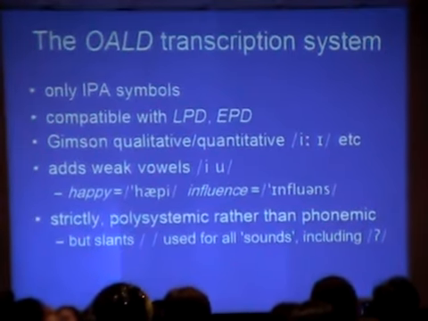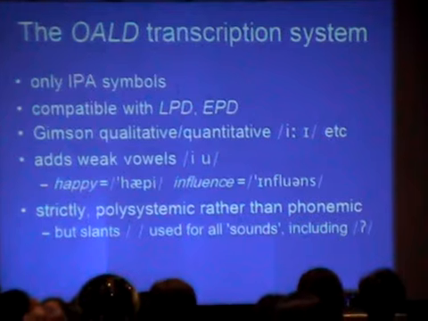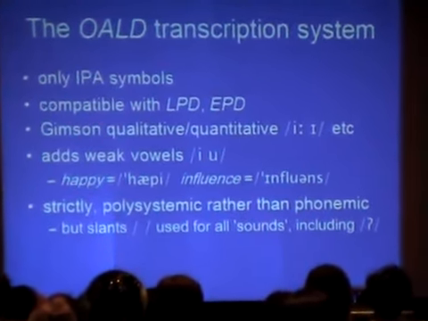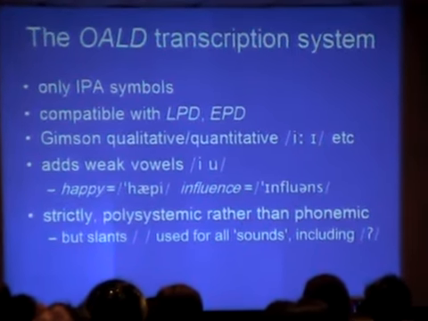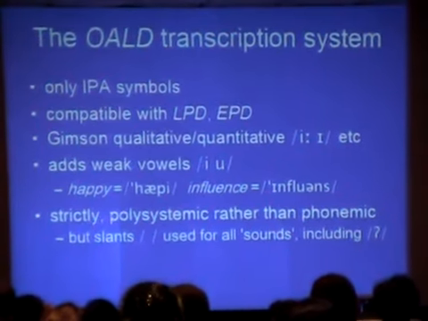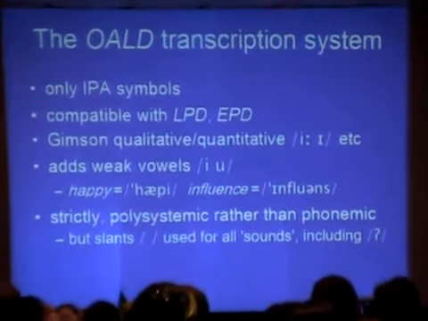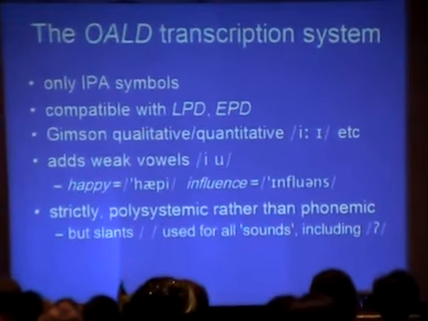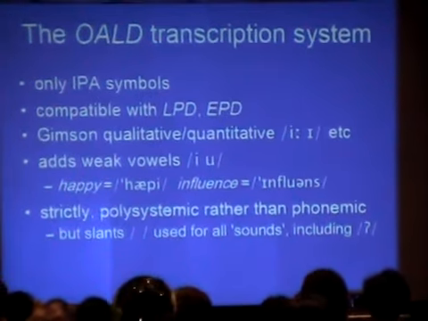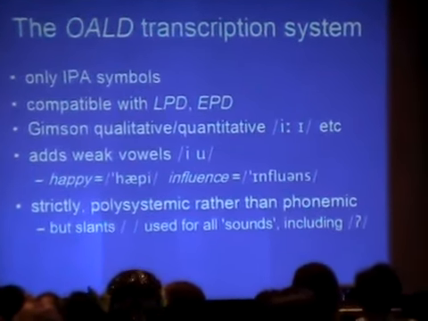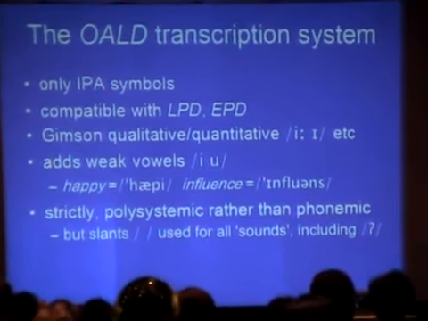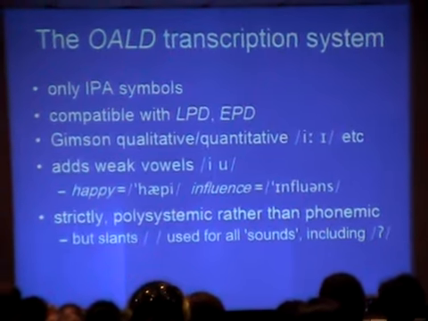The de facto standard which these works have more or less in common is based on the Gimson transcription of British English, which of course in essence is a phonemic system, but one designed to have maximum utility to learners. So it represents both qualitative and quantitative differences among English vowels. You see the use of a different symbol and also the length mark to distinguish E from I, for instance. Like other modern transcription systems, the OALD has now added weak vowels, E and U, for which we have the names happy and influence. More about those later.